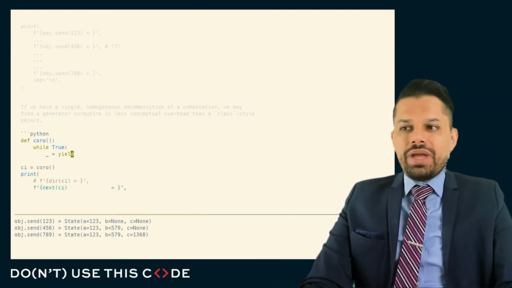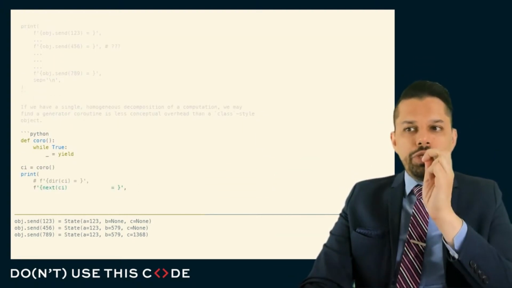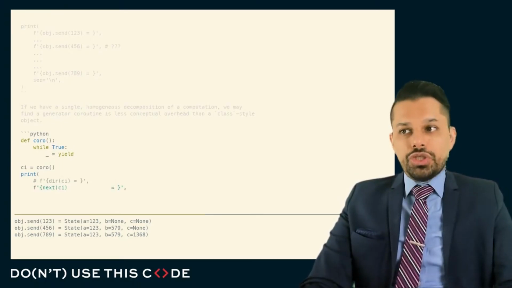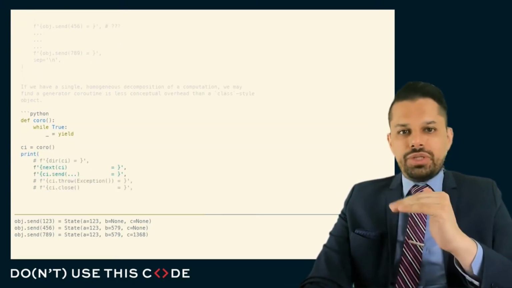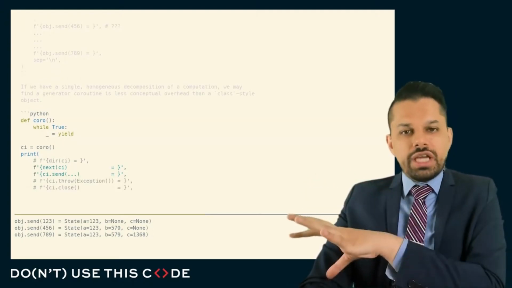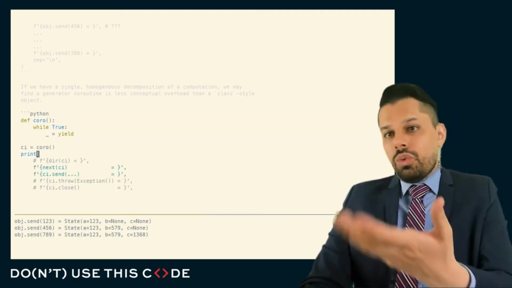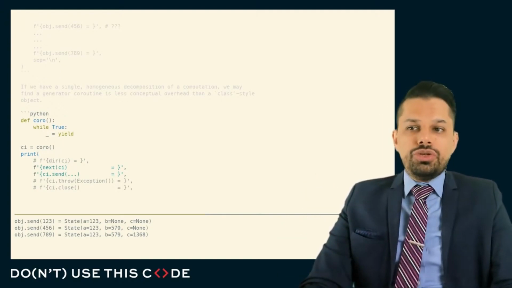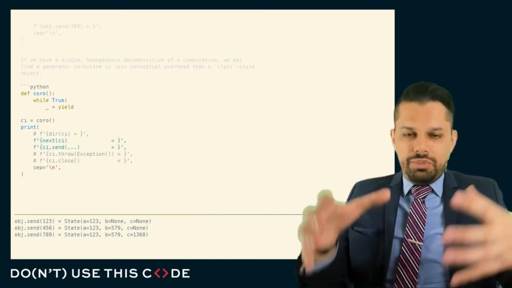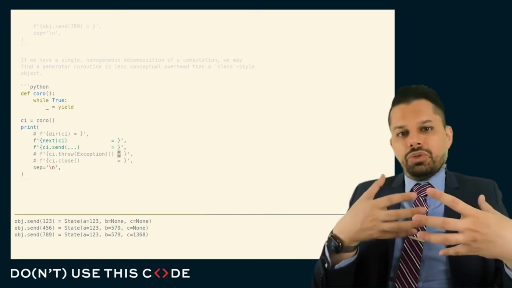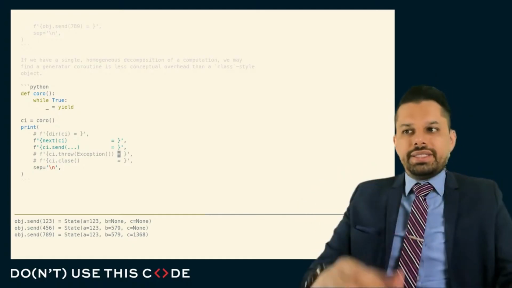However, if we have a single homogeneous decomposition of a computation, that is to say, every pass through this computation is largely equivalent to every other pass through the computation, well, then we may choose to use a generator coroutine, because a generator coroutine provides a very low conceptual overhead compared to a class-style object.